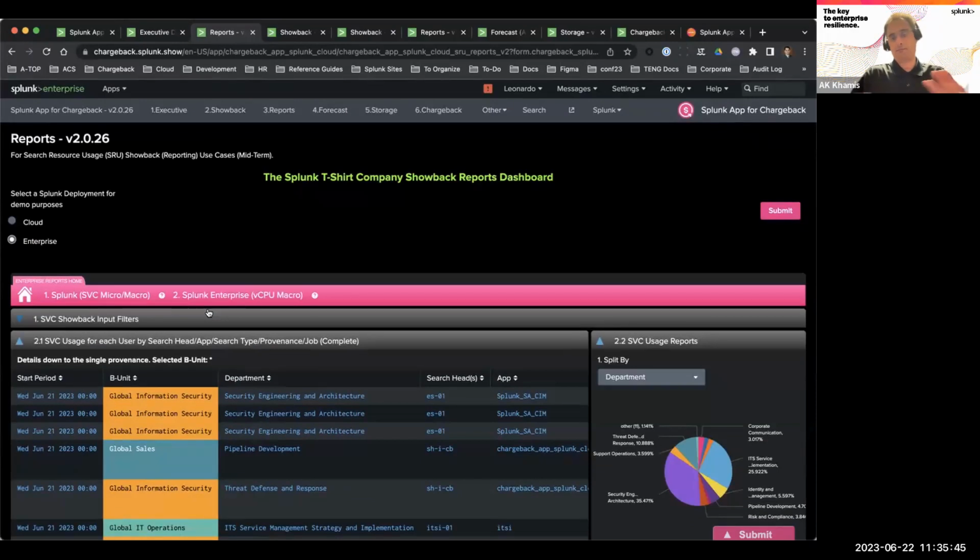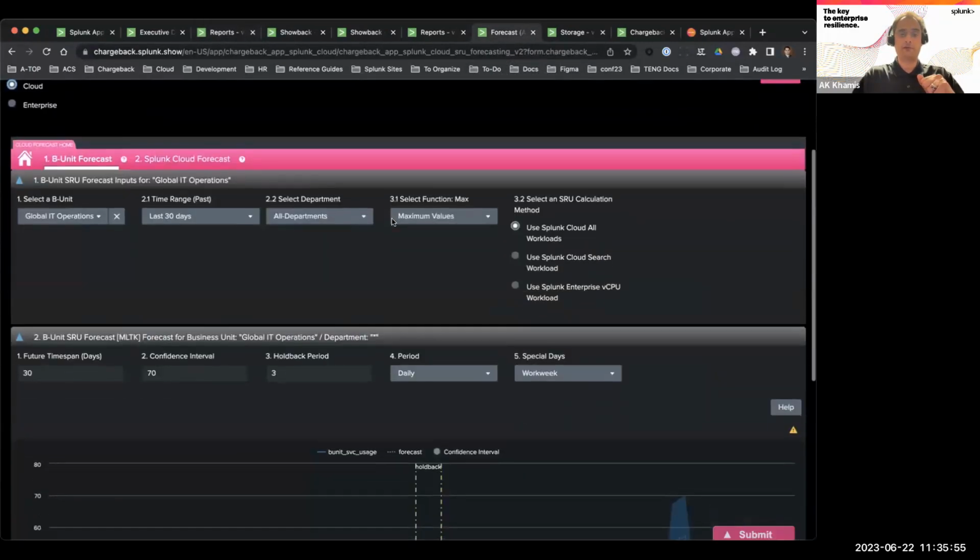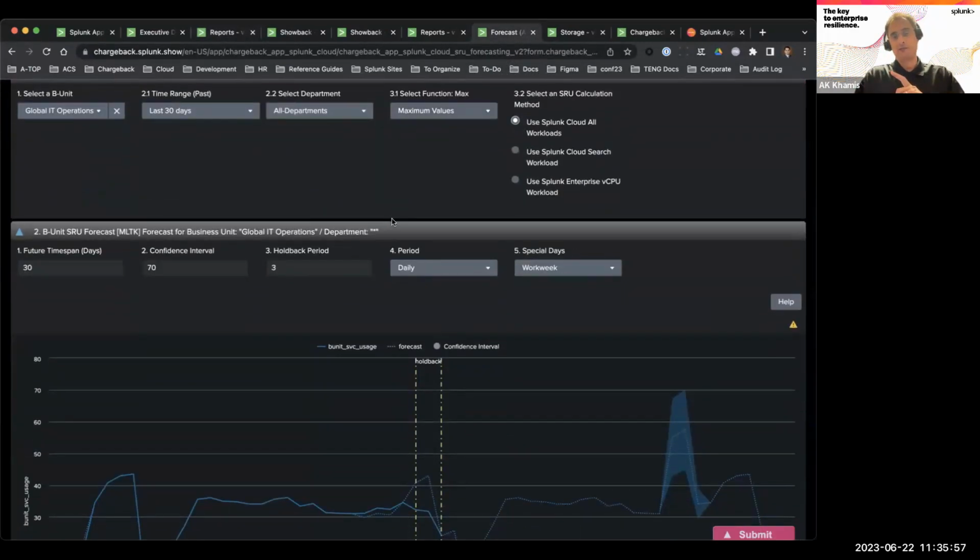All right, so now that we talked about mid-range or mid-term type of reporting, it's important to know that the app has a forecasting capability as well. So this can come in handy when you start thinking about chargeback. Okay, so we're going to switch gears now.